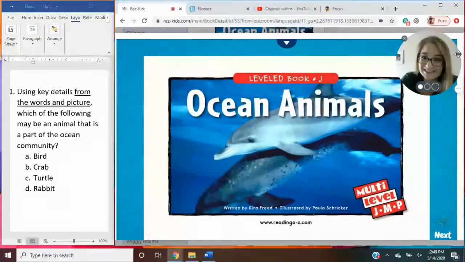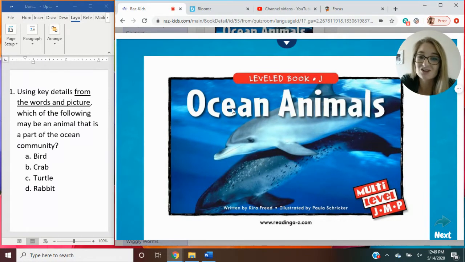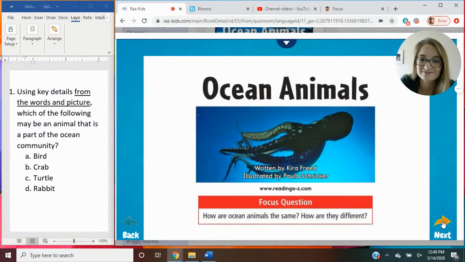So let's get started. What we're going to be doing is going through this book. It is called Ocean Animals, and we will be listening and answering questions. So here we go, Ocean Animals. And I want you to think, how are ocean animals the same and how are they different?